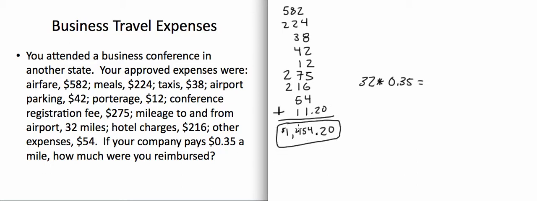So $1,454.20. This is fairly, hopefully, straightforward. You take all of the expenses that are given, and you just add them all up. Then we had the mileage rate in there, which we've done before from the previous example, so we figured that out. And then we just added everything together. All right, so this was the total for business expenses.